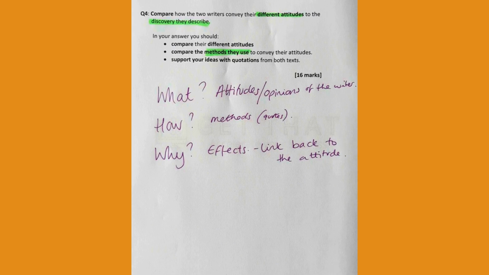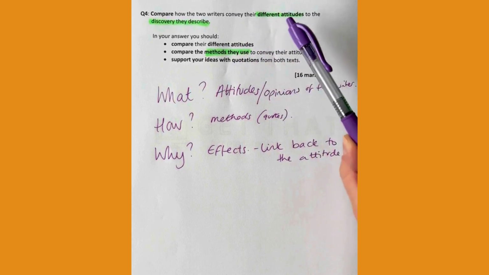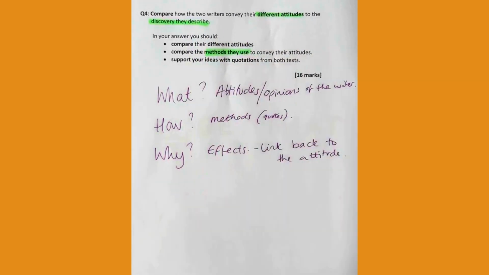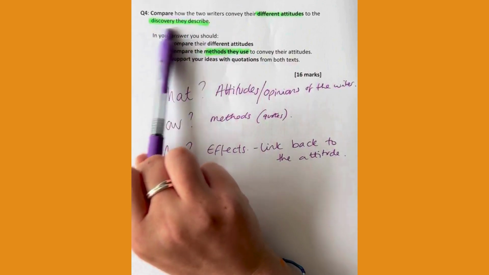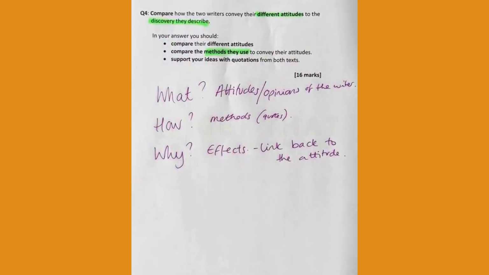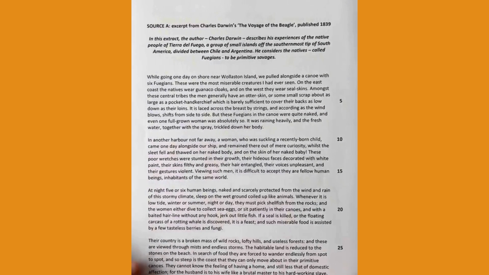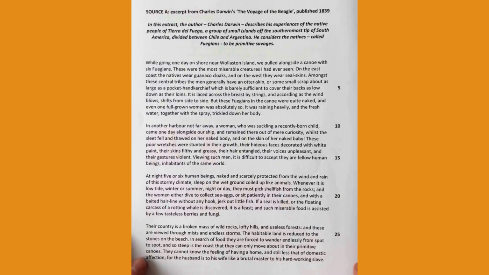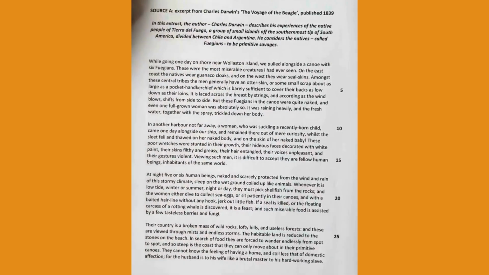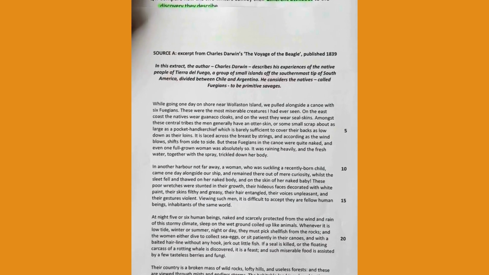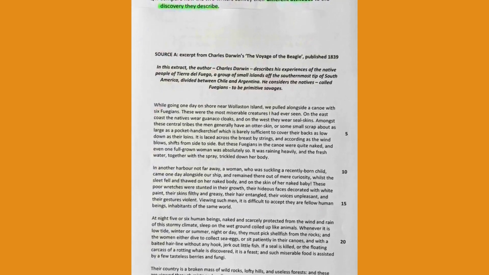So the first thing we have done is we've understood what we're looking for. In the exam, you look at the question and you look at what your focus is. Our focus for the purpose of this question is the discovery they describe. What you then need to do is go back to the sources. So you start with source A and you start to highlight anything you can find that would link to that question. We know we're looking at the discoveries and their attitudes towards it, so we need to highlight anything to do with that.